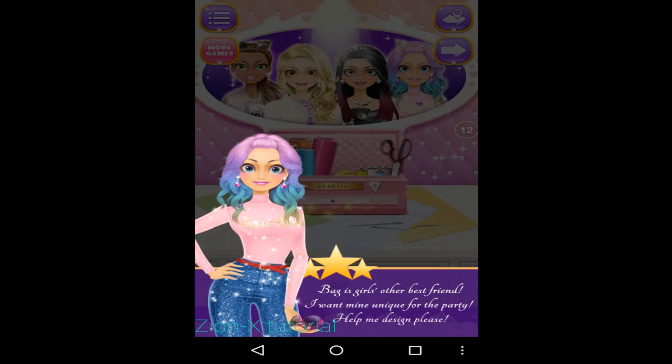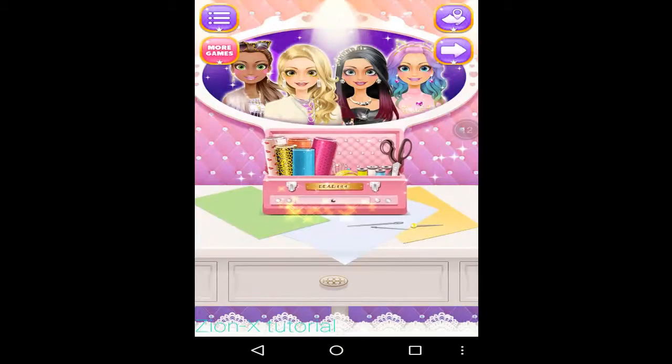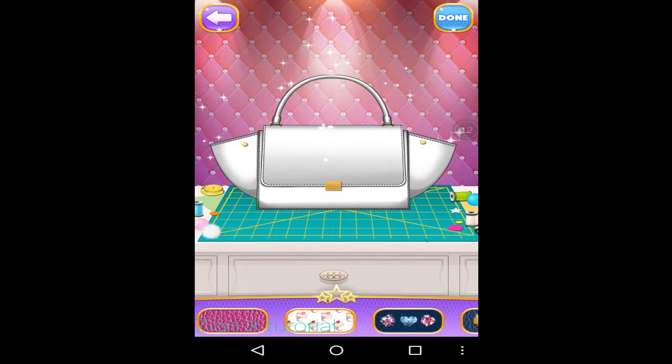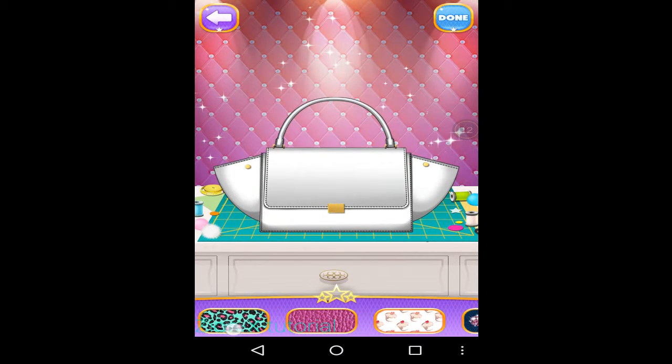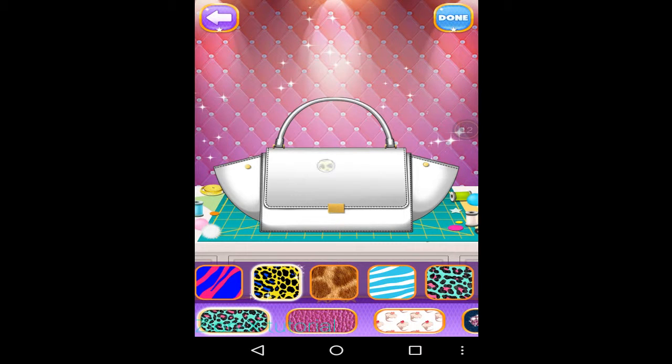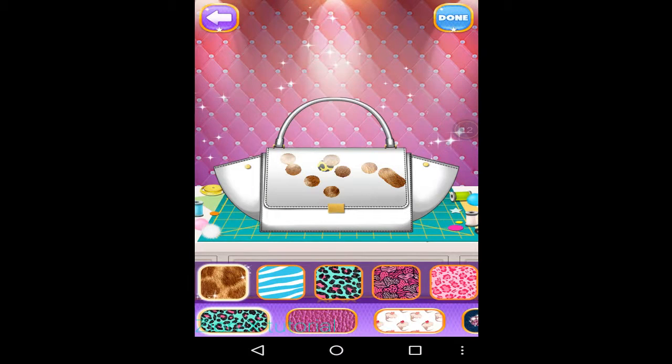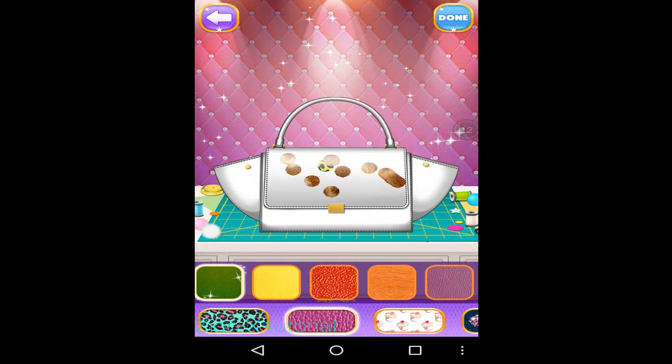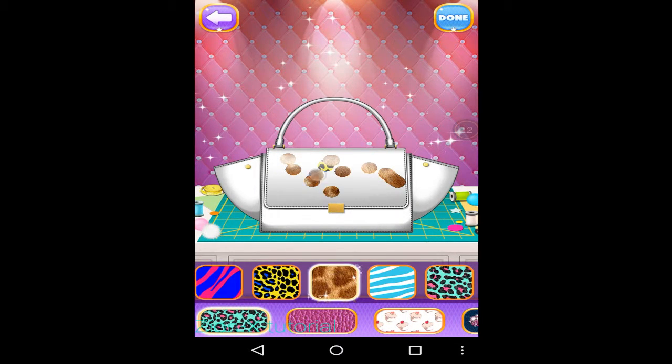Girl's other best friend. I want mine unique to the party. Help me design it, please. I like the look. Style of the season. Wow.